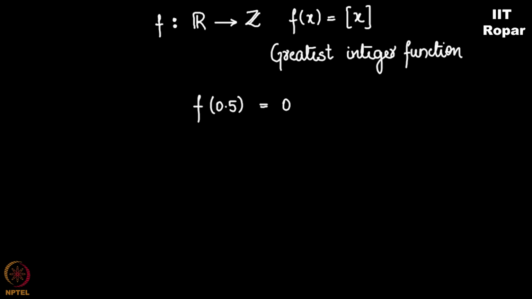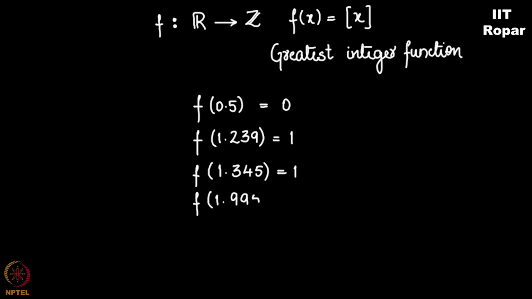f of 1.239 is 1, f of 1.345 is also 1, f of 1.995 is also 1 and so on. You observe here I am getting 1 thrice. For every value between 1 and 2, I'll get it as 1. Hence, f is not 1, 1. We need not prove since we have arrived at a counter example which says that f is not 1, 1.